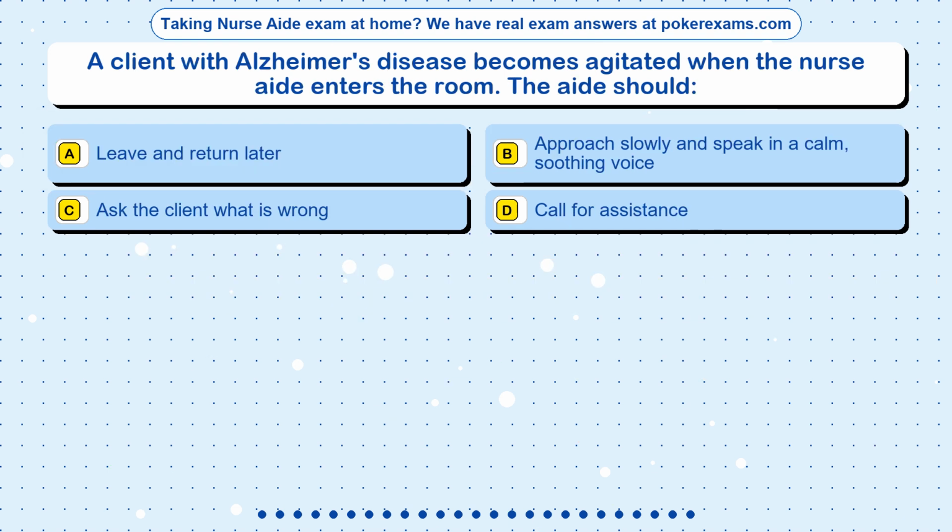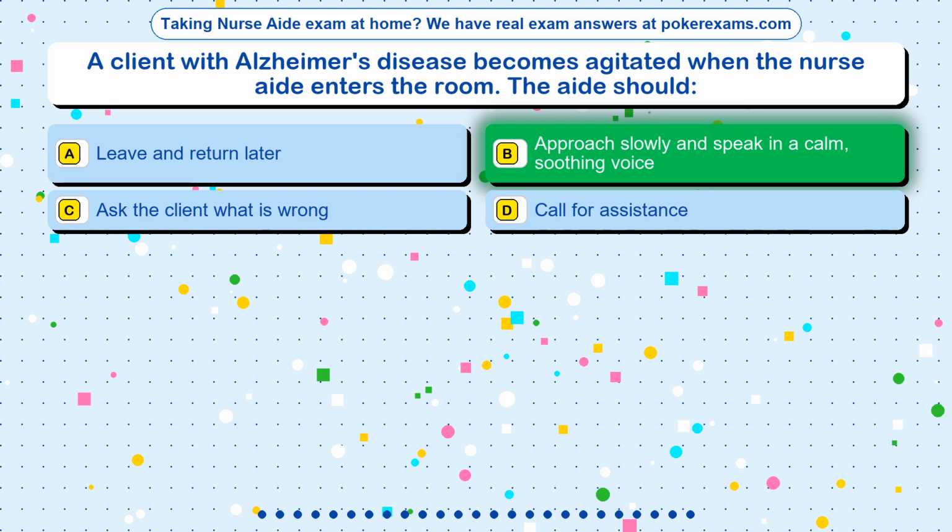Question 12. A client with Alzheimer's disease becomes agitated when the nurse aide enters the room. The aide should: Option A. Leave and return later. Option B. Approach slowly and speak in a calm, soothing voice. Option C. Ask the client what is wrong. Option D. Call for assistance.